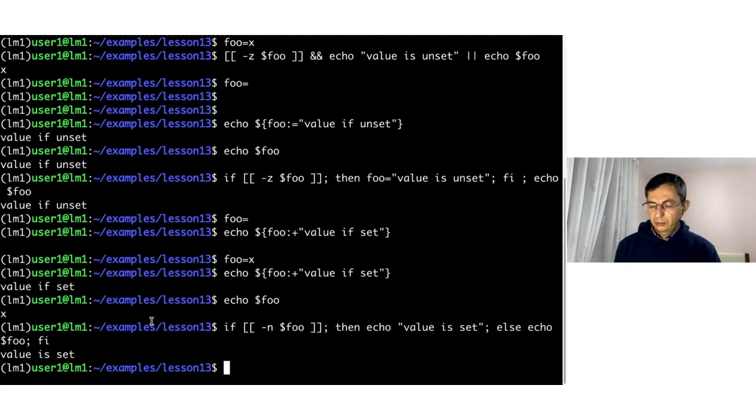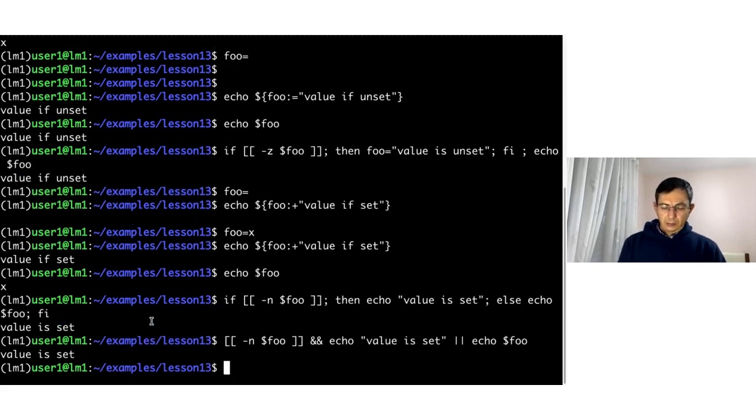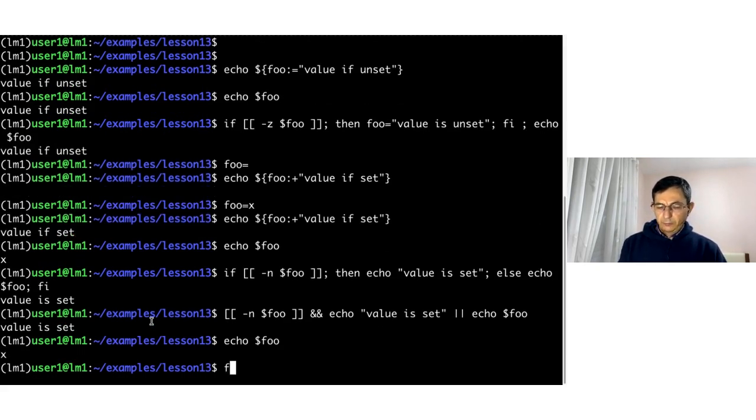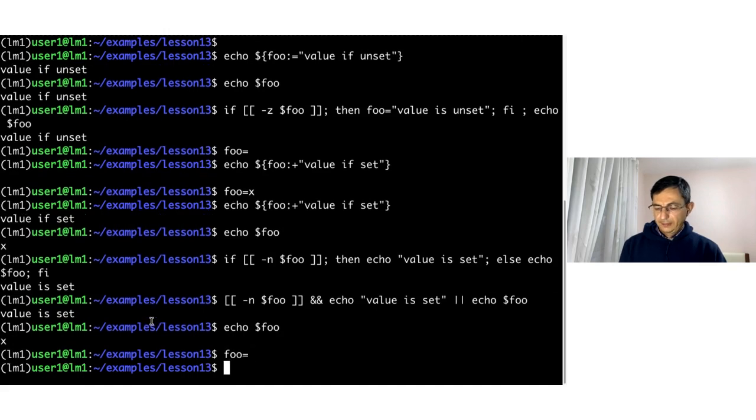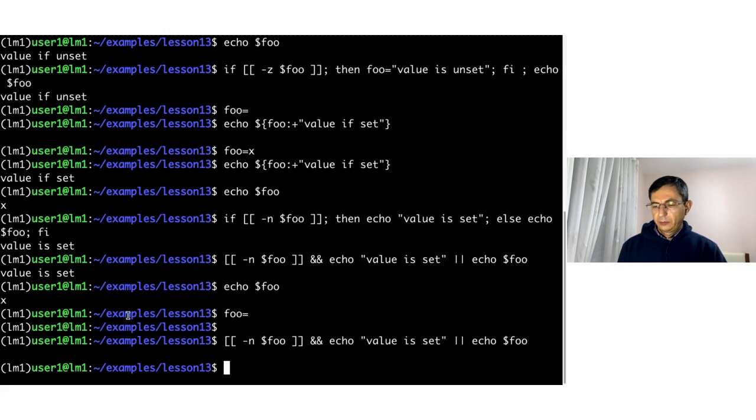And in a more compact way, it can be written like this: non-empty foo and echo value is set, or echo foo. Yes, foo is not empty, but if foo is empty, then we just echo this one, which is actually empty.